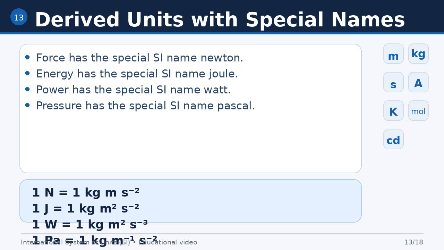Some derived units have special names. Force is measured in newtons. From Newton's second law, force equals mass times acceleration, so 1 Newton equals 1 kilogram meter per second squared. Energy is measured in joules. Power is measured in watts. Pressure is measured in pascals. Each of these special units can still be expressed completely in terms of SI base units.